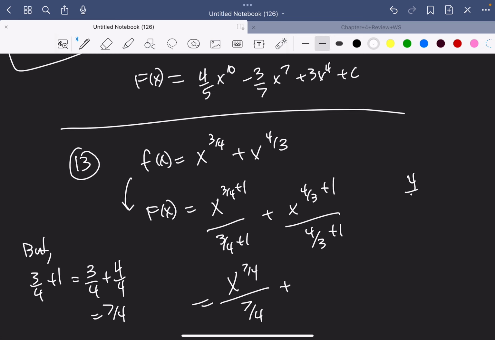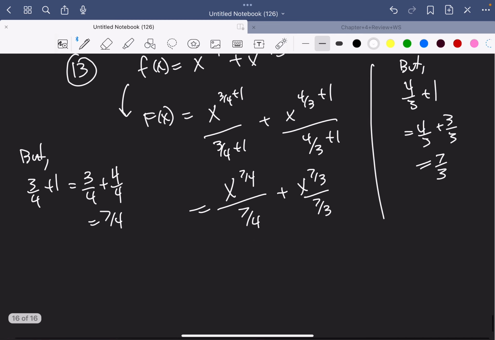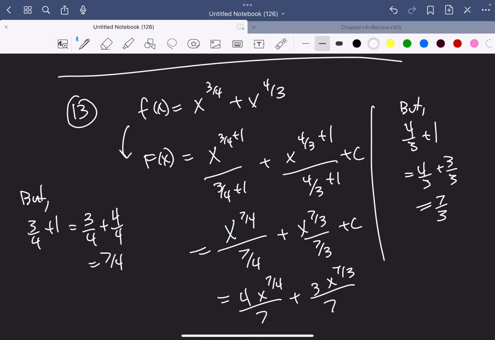And over here, 4/3 plus 1 is equal to 4/3 plus 3/3. So you get 7/3. So this is x to the 7/3 over 7/3. So you're going to get 4/7 x to the 7/4 plus 3/7 x to the 7/3. And don't forget your plus c. If you do, it's infinitely wrong. Okay? So that's 13.